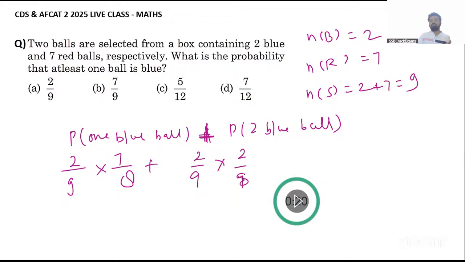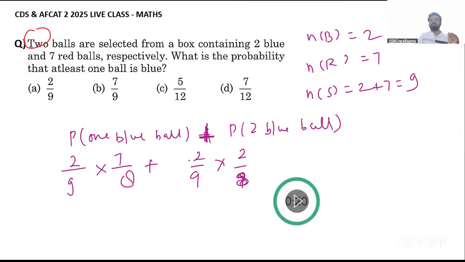Sorry, 2 upon. See, what I did is, in the first case, we need only one blue ball, and we are drawing two balls. So one blue ball will be there, so it will be 2/9. But the second ball will not be blue, so it will be red. And the number of balls is now reduced to 8, so it will be 7/8.